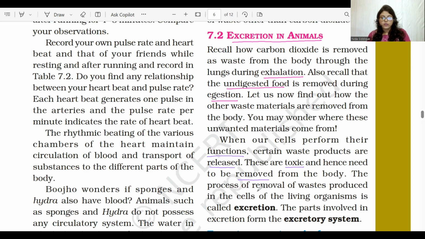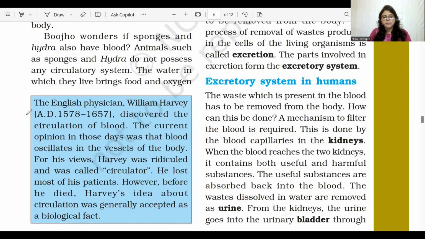So this process of removal of waste that is produced in the cells of a living organism is called as excretion. ये जो process है by which we are removing these wastes that are produced in the cells of a living organism is called as excretion. And जितने भी organs involved हैं in the process of excretions forms the excretory system. So now we will be talking about the excretory system in humans.